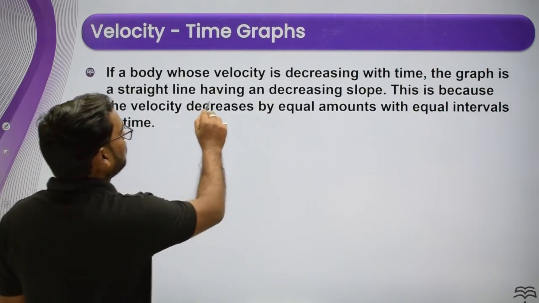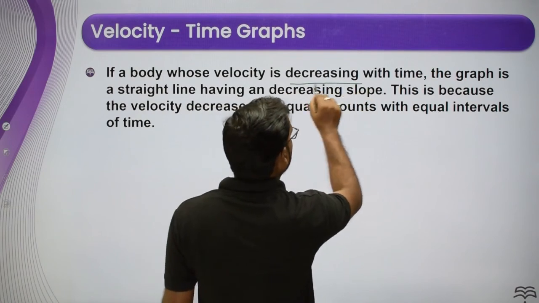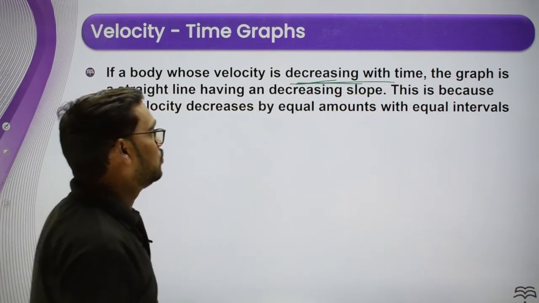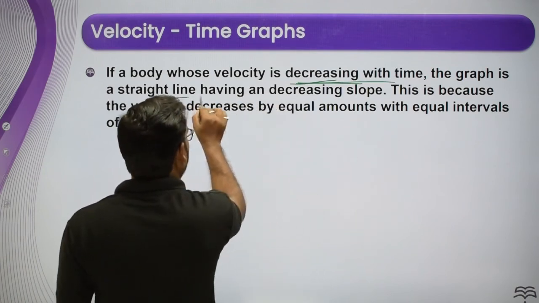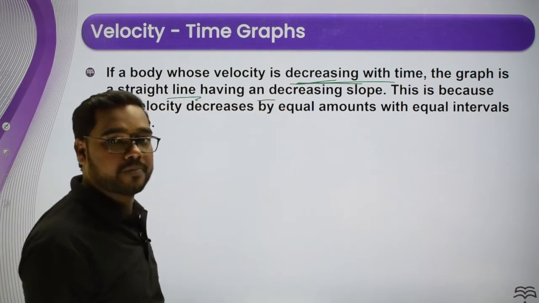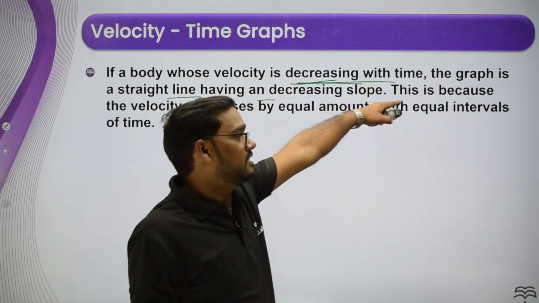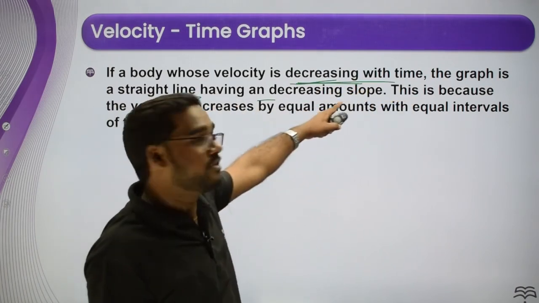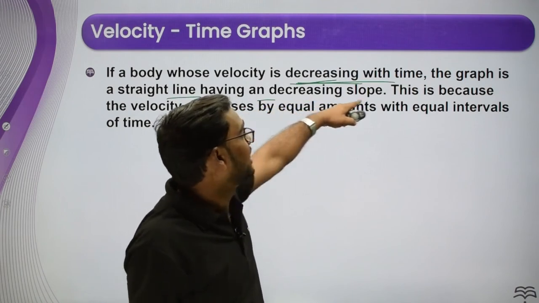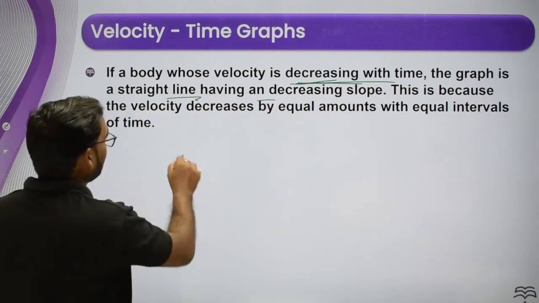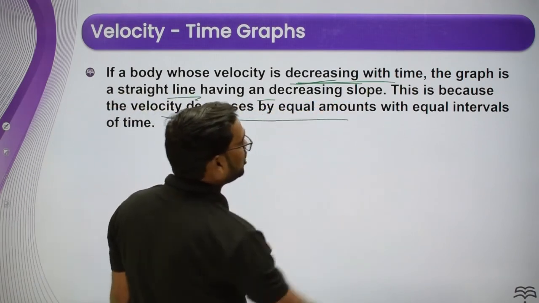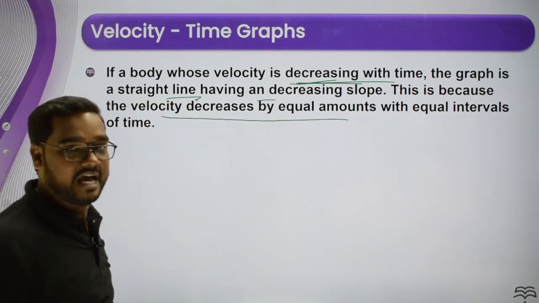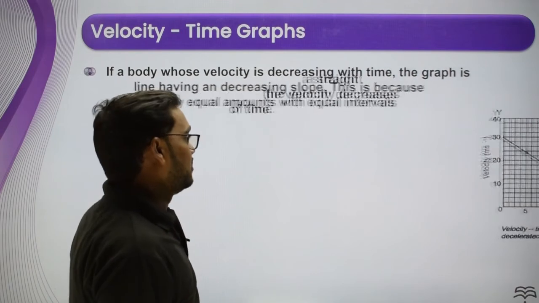So if a body whose velocity is decreasing, now what is happening here? Here the velocity of the particle is decreasing with respect to time. So you can say that the graph is a straight line but having a decreasing slope, because velocity is decreasing with respect to time. No doubt the graph is a straight line but the slope is negative, or you can say decreasing slope. So why is this happening? Because the velocity is decreasing by an equal amount in an equal time interval. That's why you will get a straight line, but the slope is negative.